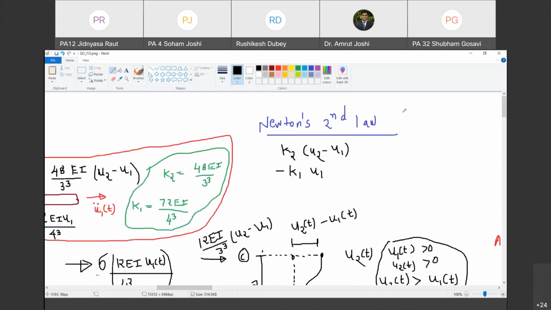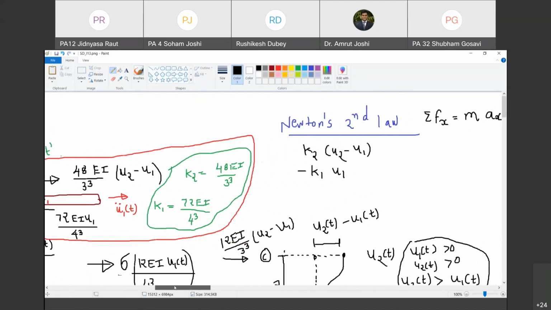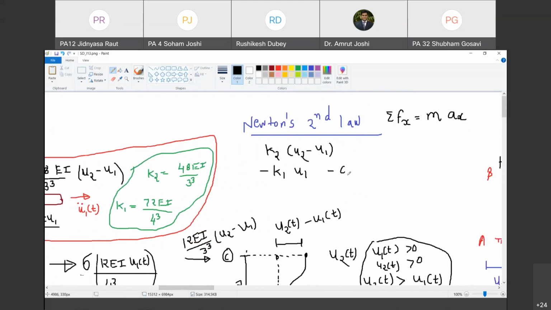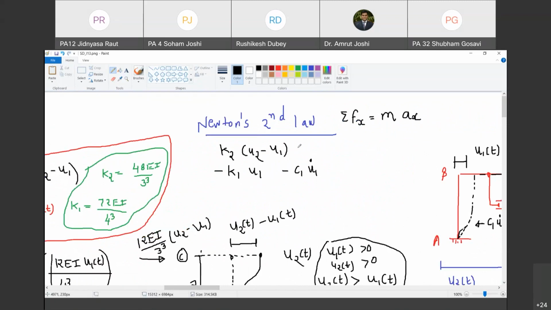Newton's second law states that the algebraic sum of all the forces in x direction must be equal to the mass of the body into acceleration in x direction. So we are now writing down the algebraic sum of all the forces. C1 U1 dot is towards left, so it is minus C1 U1 dot. And C2 into U2 dot minus U1 dot is towards right. What else is remaining?